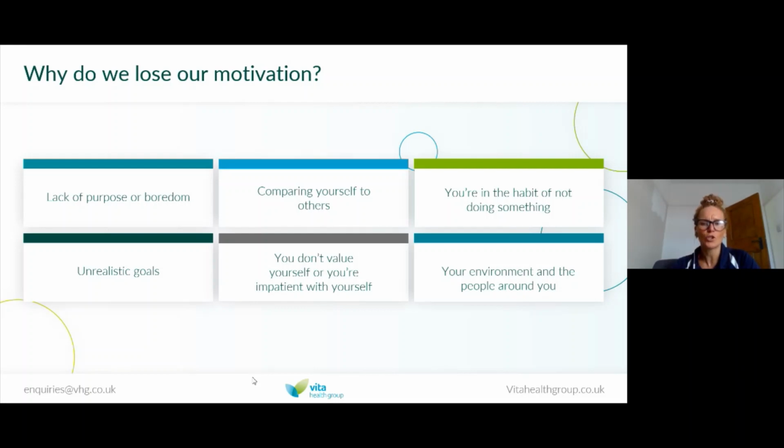You're in a habit of not doing something. For example, you are in a habit of just coming home after work and just chilling on the sofa. So that's the habit that you're forming. You have unrealistic goals, so you have set yourself some unrealistic goals or changes. You don't value yourself, or you're impatient with yourself. And then your environment and the people around you. You may live in an area that doesn't have any outside space to exercise, or you may surround yourself with negative people. So there are just a few examples there.